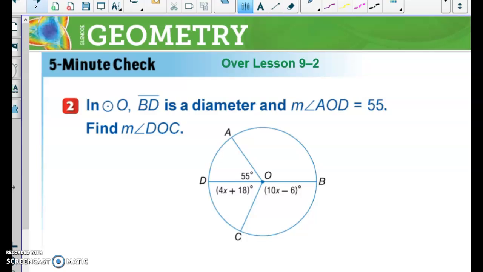In this case, we're asked to find DOC, and we already found that x is equal to 12, so 4 times 12 plus 18 gives me 48, and 18 gives me 64 degrees. On this one, they're asking for AOB, and since this one's 55, this one would be 180 minus 55, or 125 degrees.